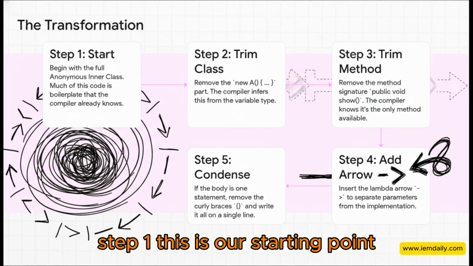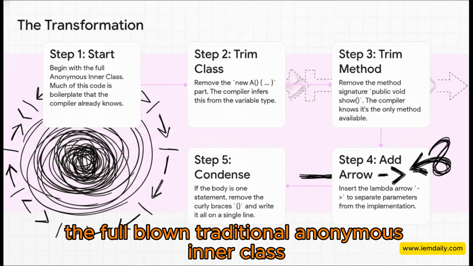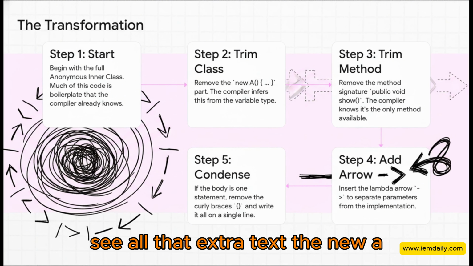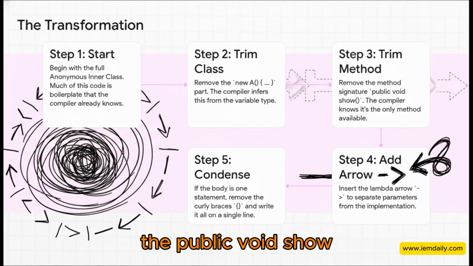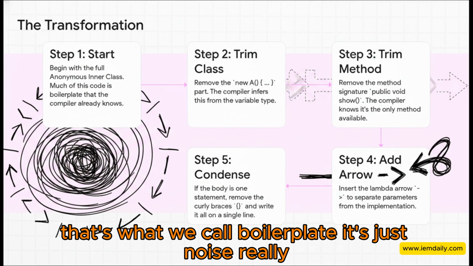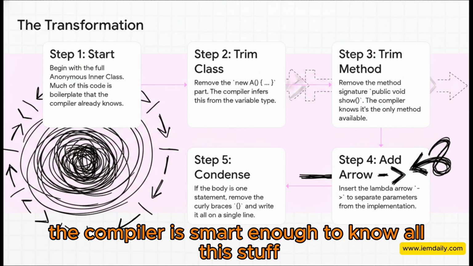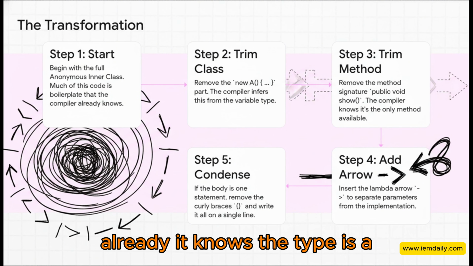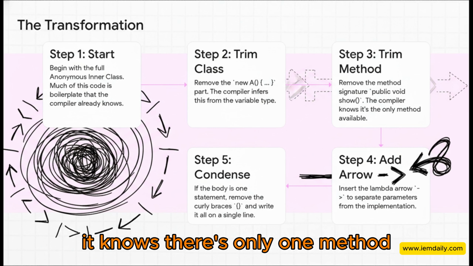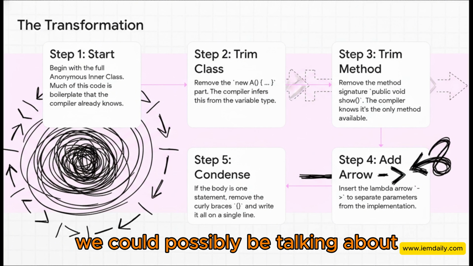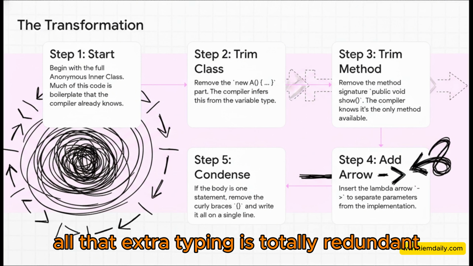Okay, step 1. This is our starting point, the full-blown traditional anonymous inner class. See all that extra text? The new A, the public void show? That's what we call boilerplate. It's just noise, really. And here's the secret. The compiler is smart enough to know all this stuff already. It knows the type is A, and since A is a functional interface, it knows there's only one method we could possibly be talking about. All that extra typing is totally redundant.